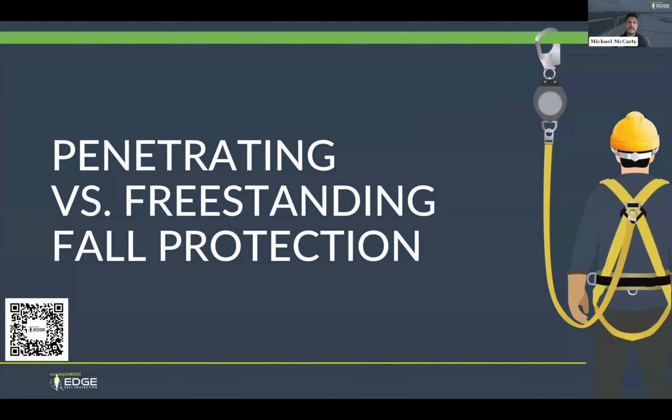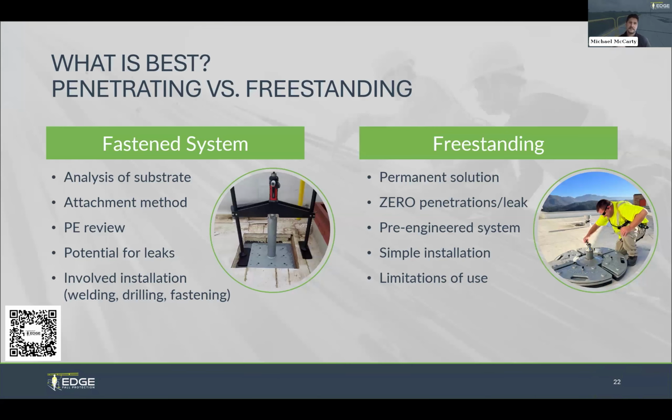Penetrating versus freestanding fall protection. We offer both of these systems. They both have their pros and cons. So what are you going to see with any sort of penetrating system? It's going to have some sort of analysis of the substrate. Again, is it wood? Is it concrete? If it's concrete, what's the PSI? What's the thickness? What's the structure? If it's a steel deck, what's the gauge? So what are we dealing with?